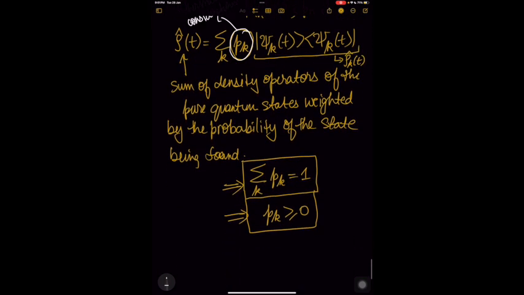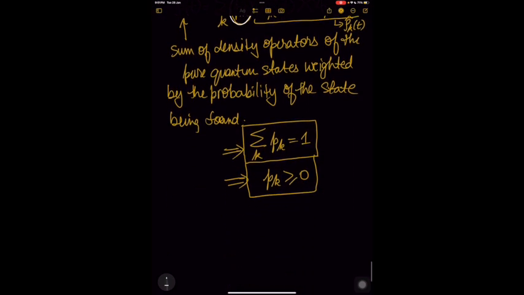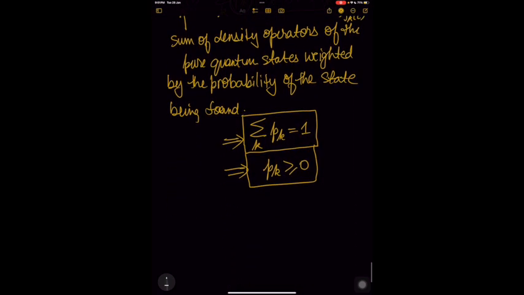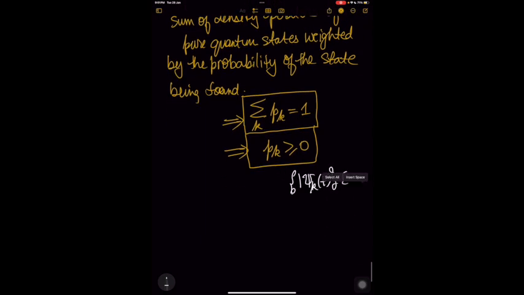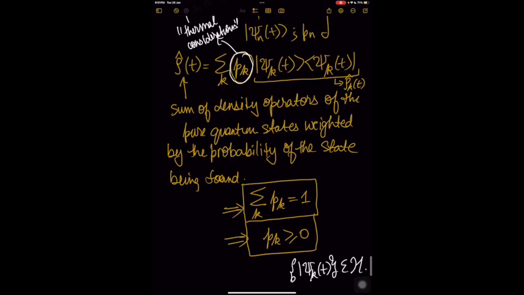So now, all these vectors, psi k t, this set of quantum systems, they belong to the same Hilbert space. That is good to mention.